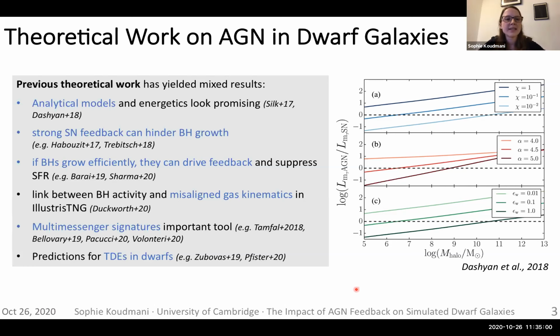It has also been pointed out that multi-messenger signatures will be a really important tool for constraining this black hole population at the low mass end.